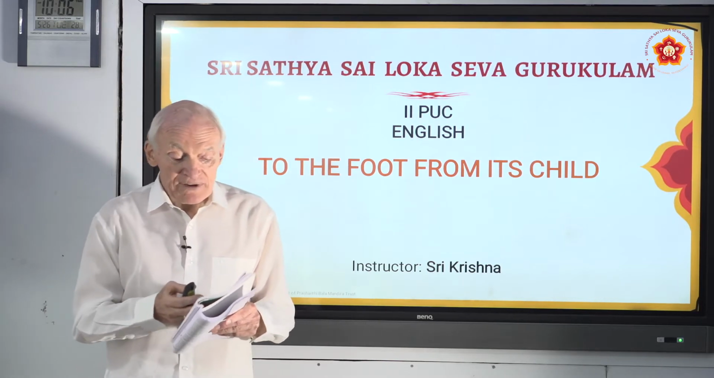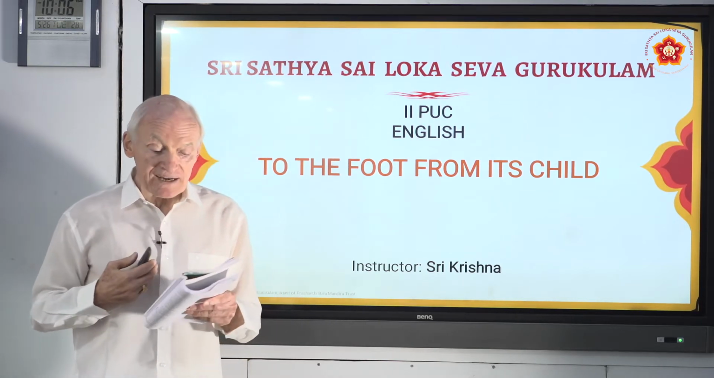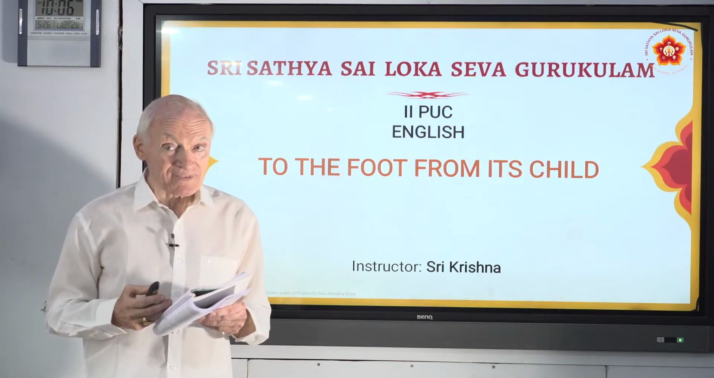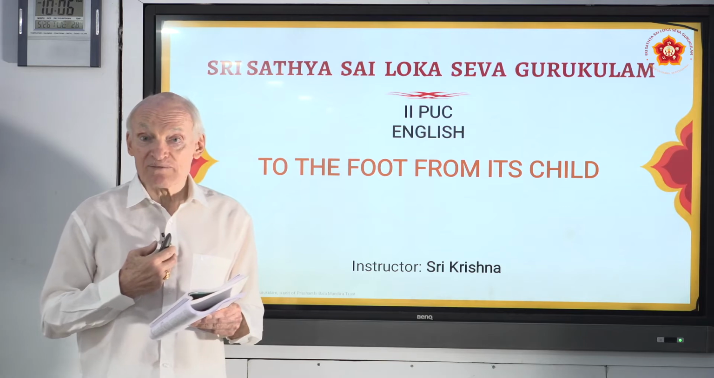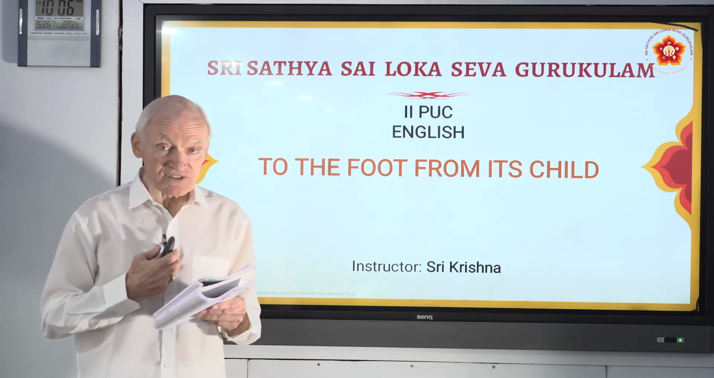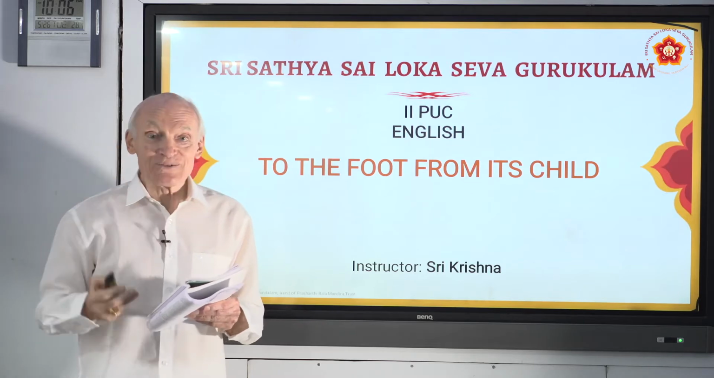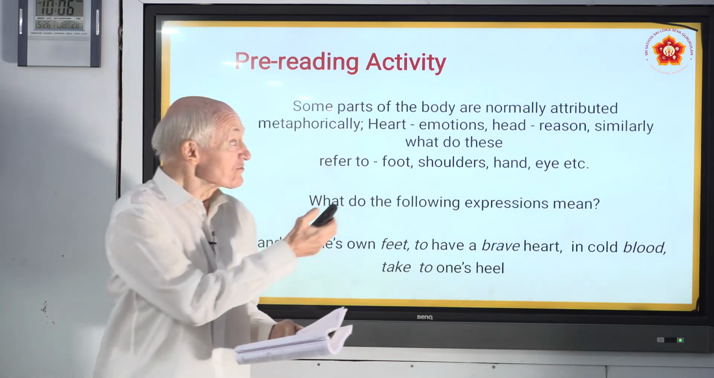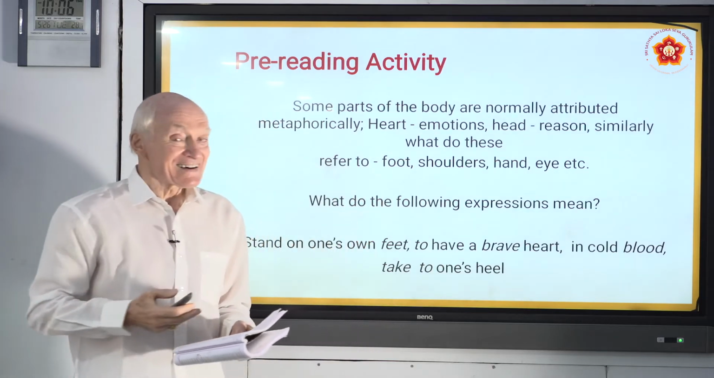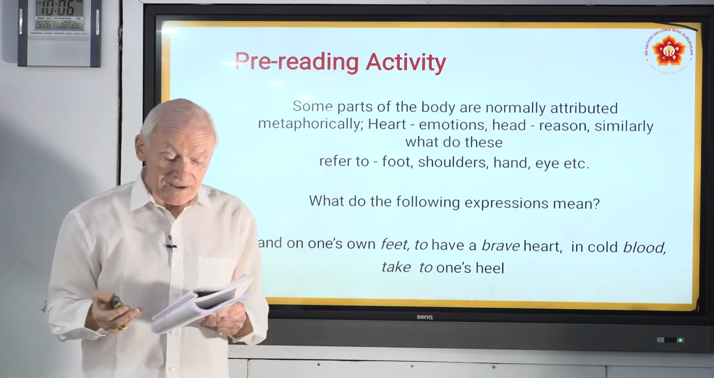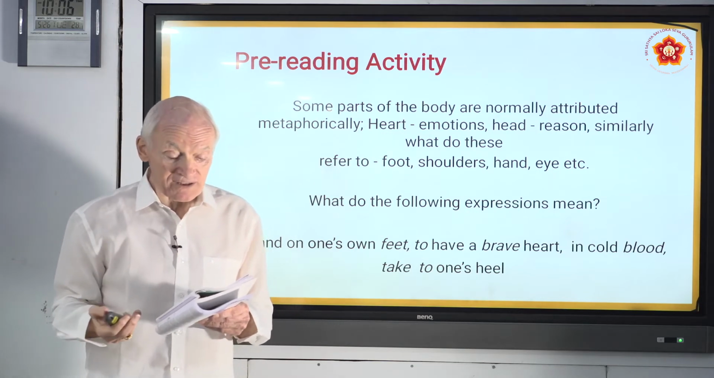So in our pre-reading activity, it says some parts of the body are normally attributed metaphorically. The heart. What do we attribute the heart to? To our emotions. It's a metaphor for our emotions. And the head. What is the head attributed to? The head is attributed to reason. Okay? And then it goes on further. What are the other parts of the body metaphorically associated with?